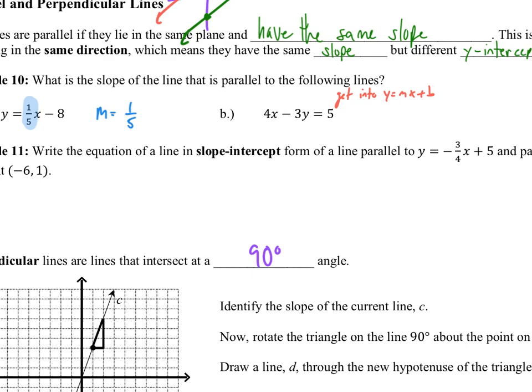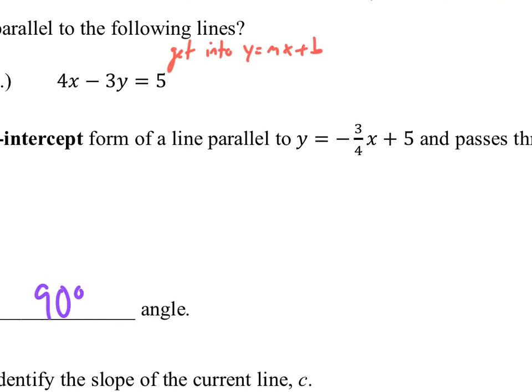Okay, so I get it into y equals mx plus b, so I'm going to solve for y. Use what we talked about with solving a literal equation here. So subtract the 4x to the other side. That would give me negative 3y equals negative 4x plus 5. Then I'm going to divide by negative 3. I would suggest you do these individual divisions. So that would give me y equals, here I have negative 4 and negative 3, so it's going to be positive 4/3 x. And then 5 divided by negative 3 would be negative 5/3.